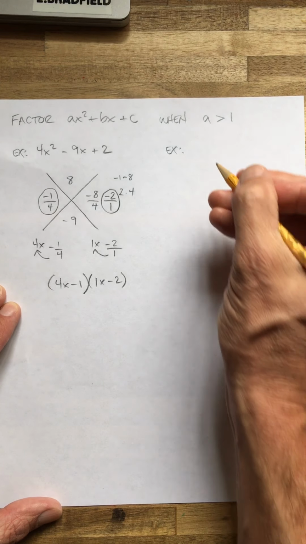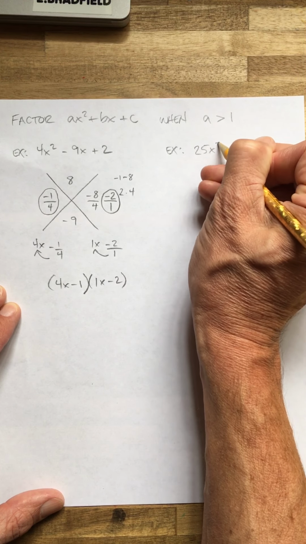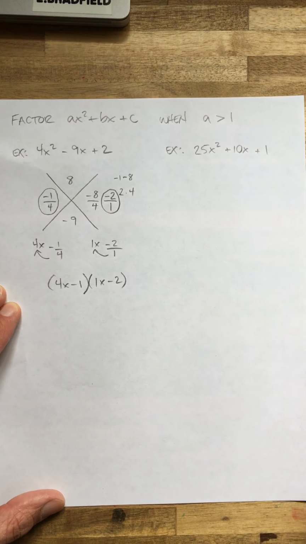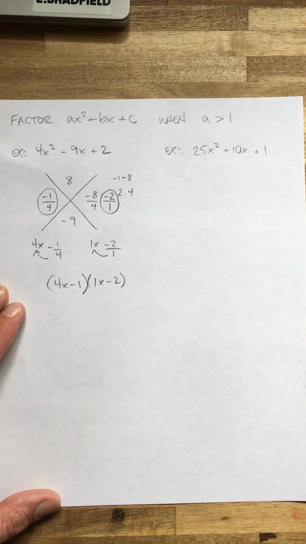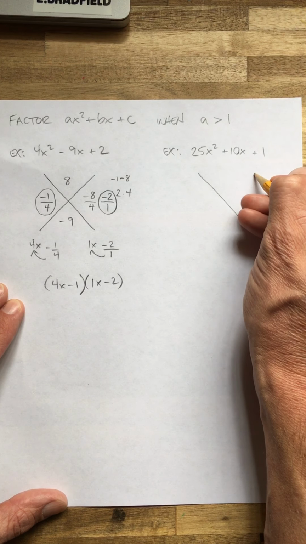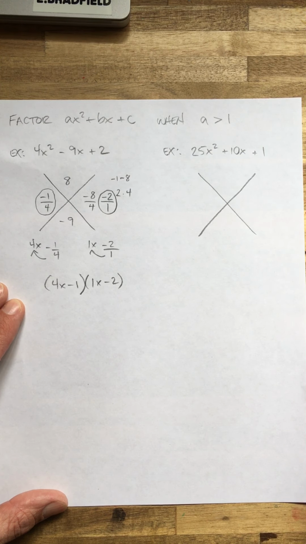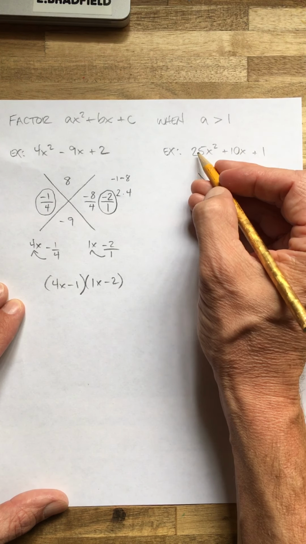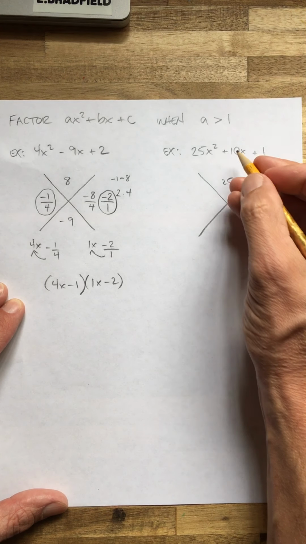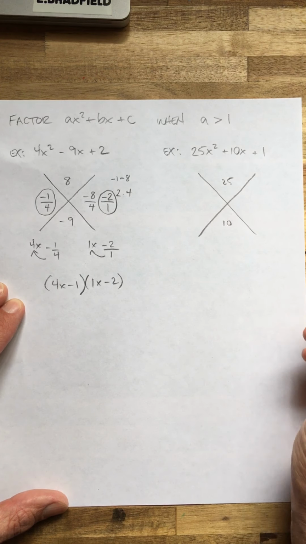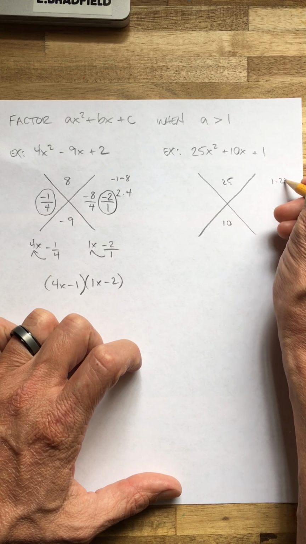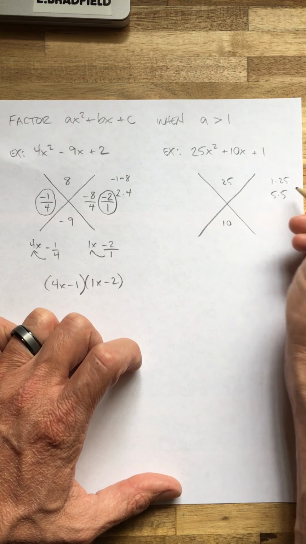All right, 25x squared plus 10x plus 1. All right, same idea. Make your x. All right. A times c, 25 times 1 is 25. B, factors of 25, 1 times 25, 5 times 5.